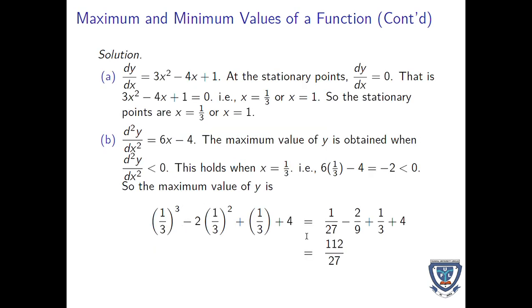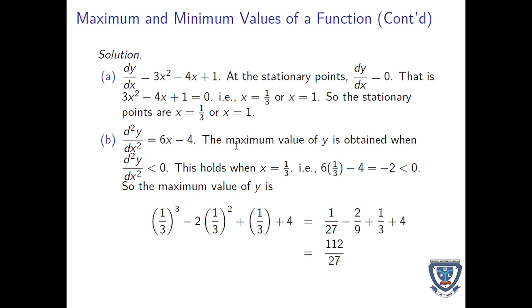So the solution for A: dy/dx, when you have done your first differentiation, you're going to have 3x squared minus 4x plus 1. At the stationary point, dy/dx is 0. That is, you now equate your first derivative to 0, and you get x equal to 1 over 3 or x equal to 1 using the factorization method. So the stationary points are x equal to 1 over 3 or x equal to 1. Now you take your second derivative of the same problem. You're going to have 6x minus 4.